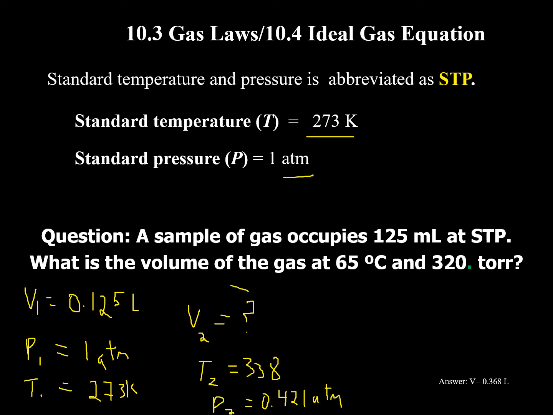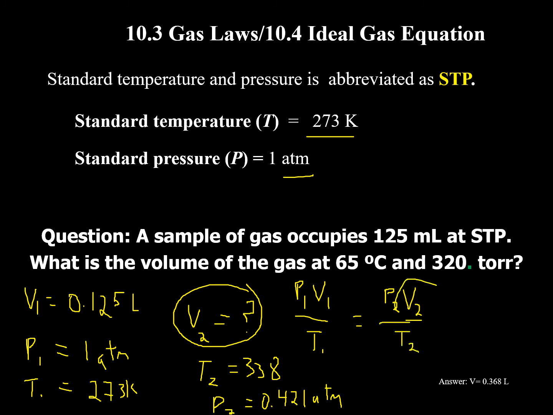So again, we plug in all the values to isolate V2. We use the combined gas law, P1 V1 divided by T1 is equal to P2 V2 divided by T2, and we want to isolate V2. So when we do that, we came up with 0.368 liters as our V2 value.